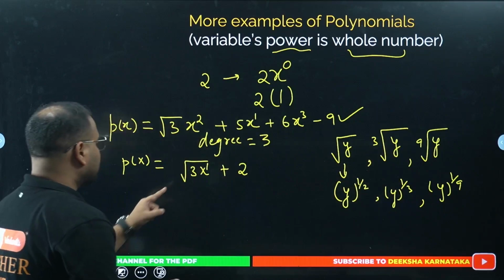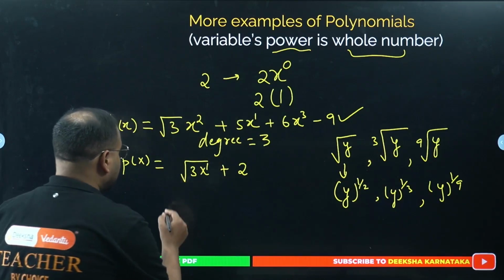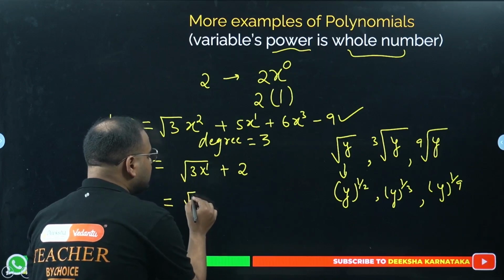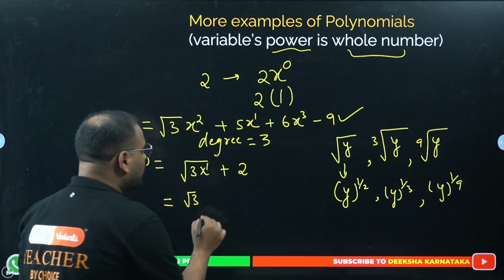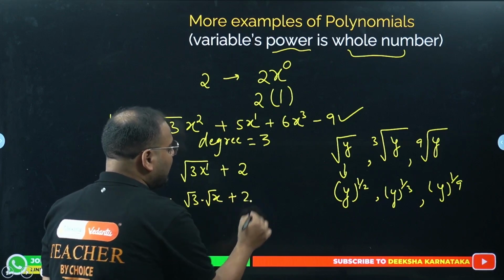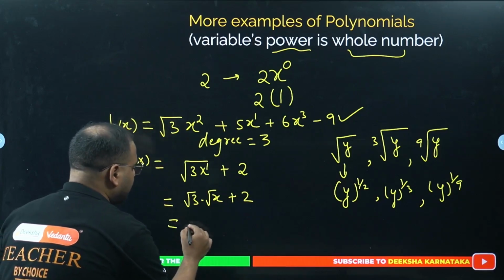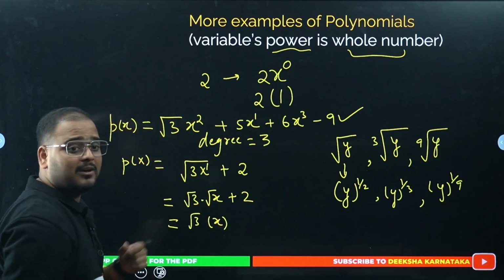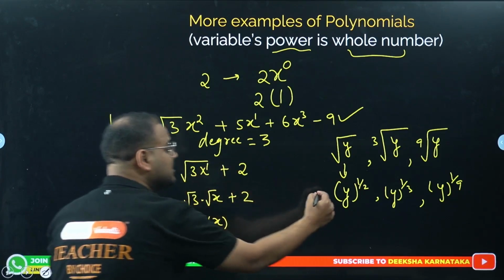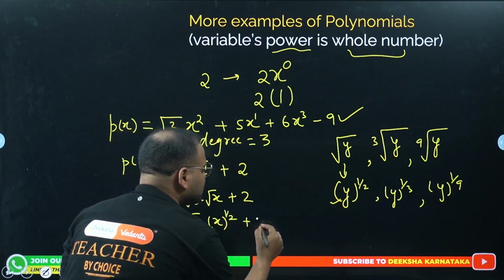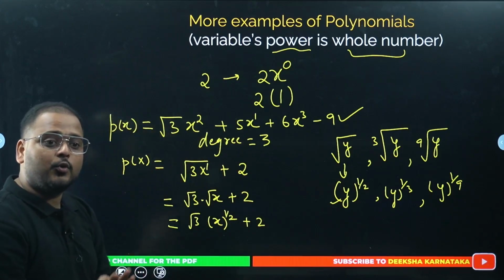For that reason, I can write this expression as what? I can take the root 3 part separately and write the root x part separately plus 2, and this will become root 3 times x power what? 1 by 2, because root is 1 by 2. So x power 1 by 2 plus 2.